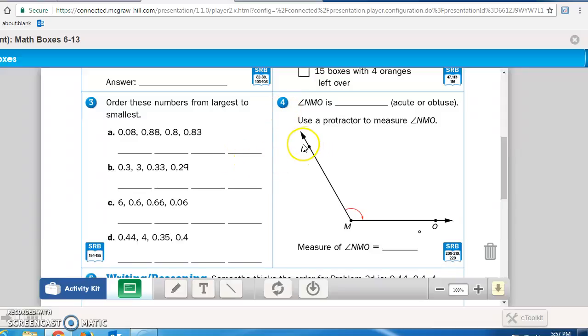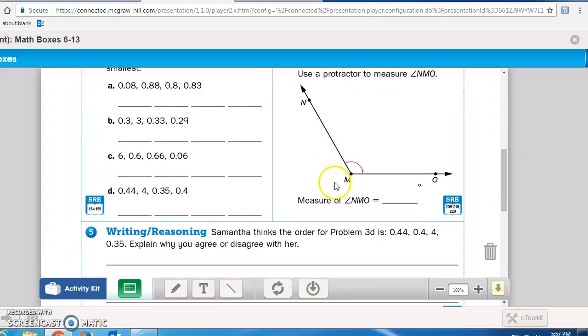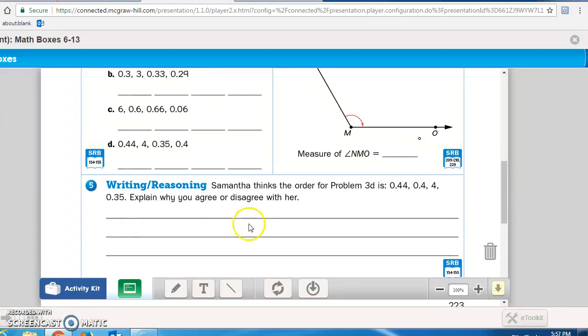Number 4. Angle NMO is what? Is it an acute or an obtuse angle? Write it on the line. Then get out a protractor and measure it. What is its measurement? Should go right here. And number 5 says, Samantha thinks the order for problem 3D is 0.44, 44 hundredths, and then 0.4, 4 tenths, the number 4, and then 0.35, 35 hundredths. Explain why you agree or disagree with her answer.